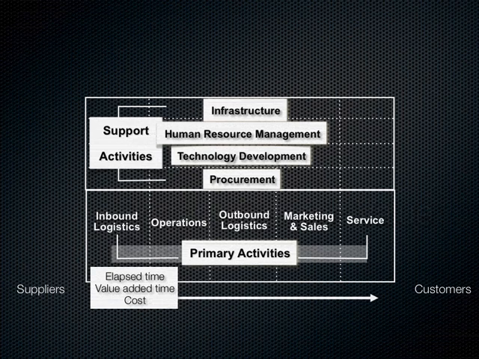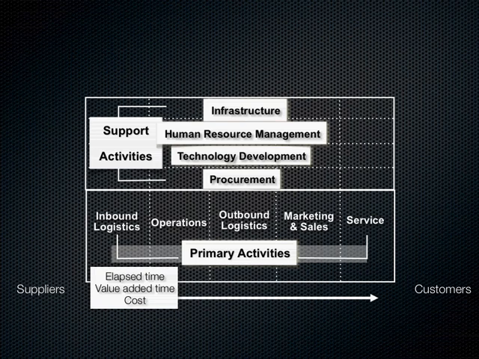What we see here is the value chain, which has been popularized by Porter. We see above the horizontal line activities that are called support activities. These are what many of us would call overhead activities. Below the horizontal line are primary activities, and these are the primary value-adding activities for a company.